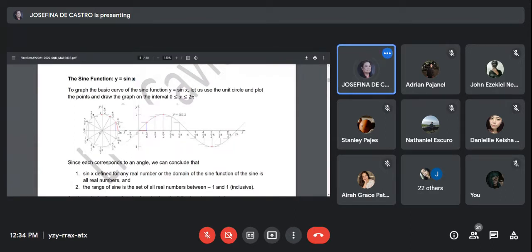Okay? So, kapag nag-sin 90 ka, pi over 2, 90 degrees. Sin 90, if x is equal to 90 degrees, y is equal to 1. Okay? Kaya iyan, nakatapat na. Si 90 degrees ay nakatapat na yan kay 1.